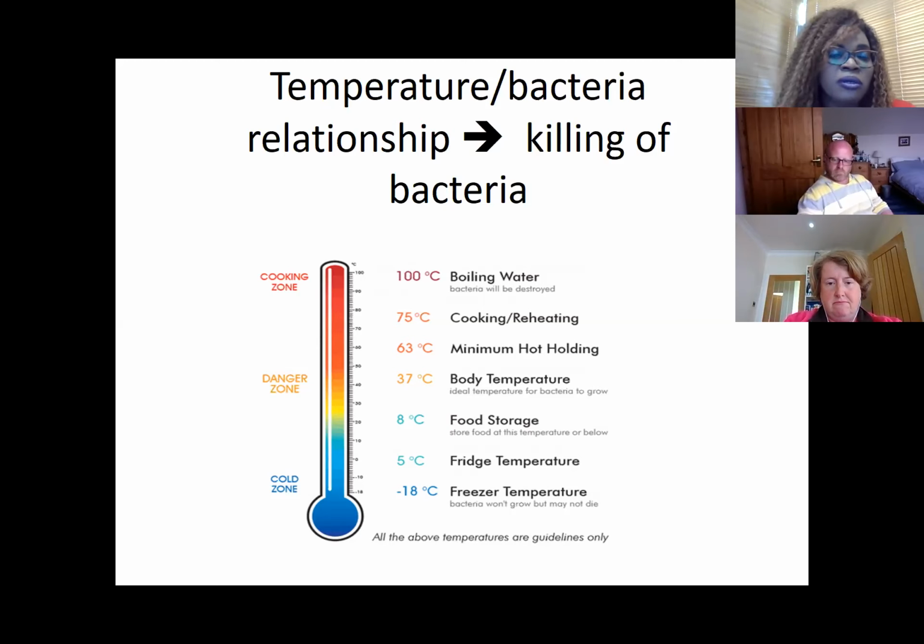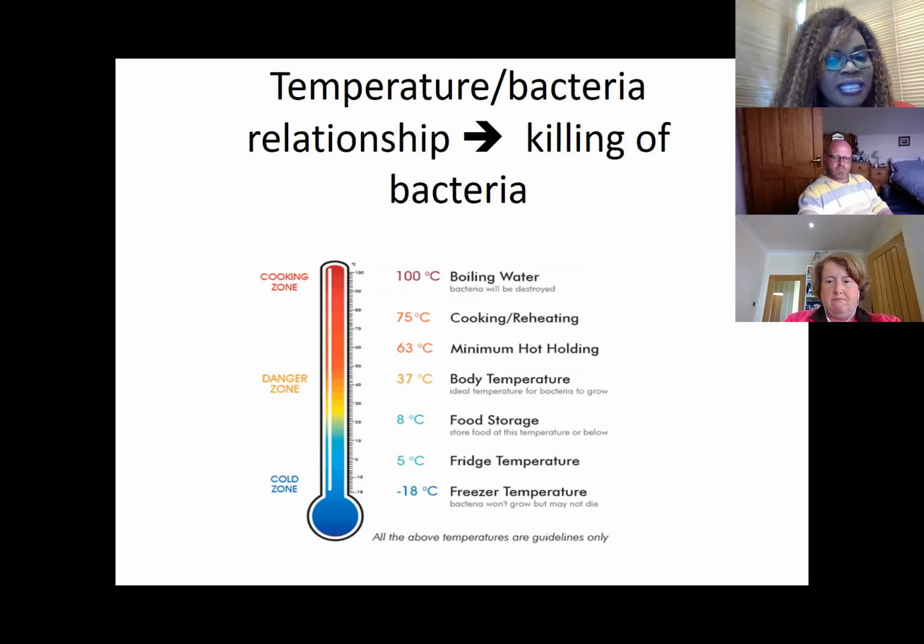At refrigeration temperature, the growth of most of them will be retarded as well. But don't forget, some spoilers will still grow, because if you leave your food, go on holiday and come back, it can get spoiled. But don't forget the pathogen that grows very well at refrigeration temperature. What's the name of the pathogen? Listeria. Yes, exactly, in ready to eat foods.